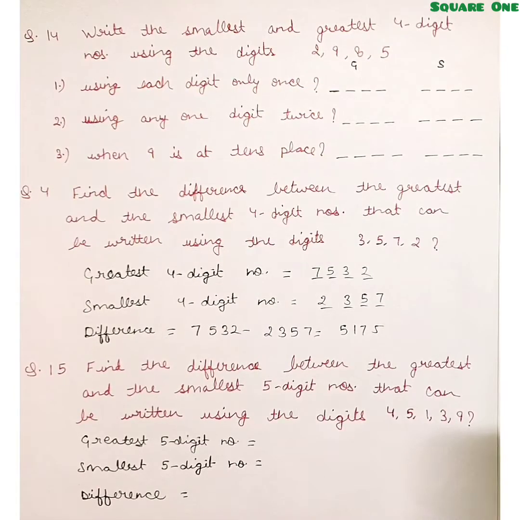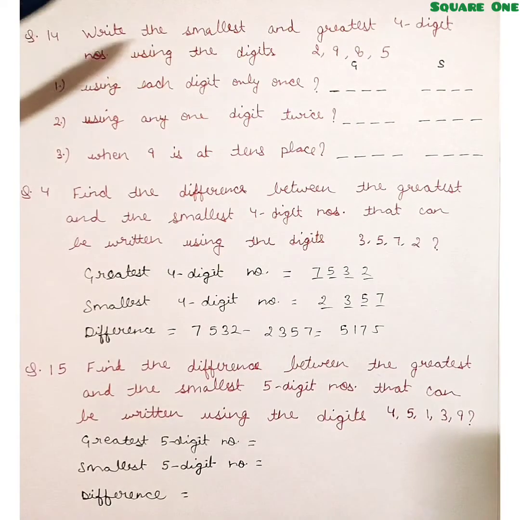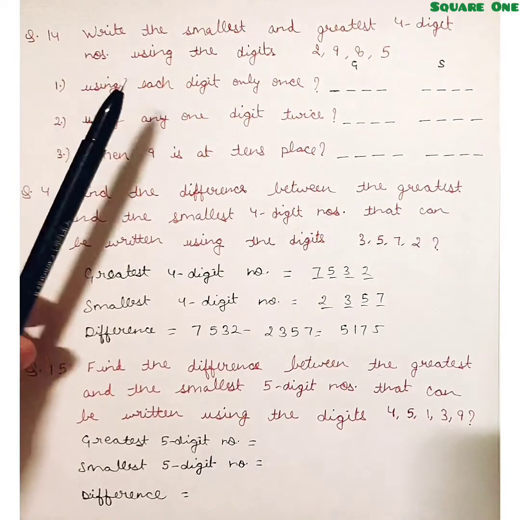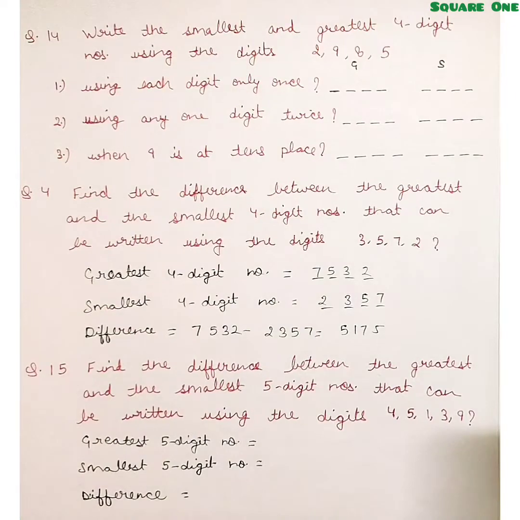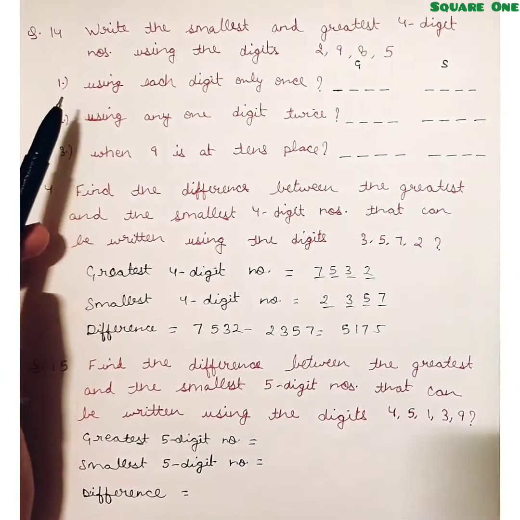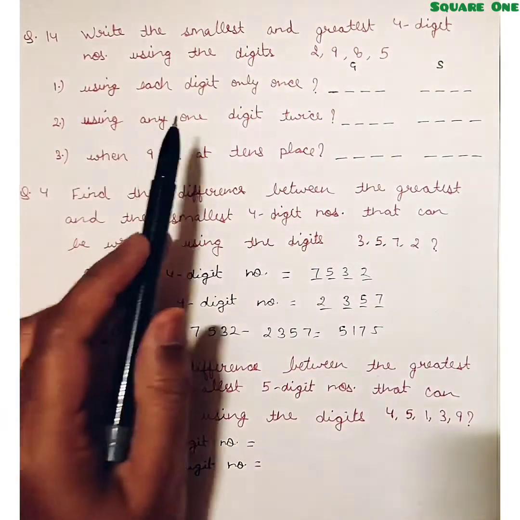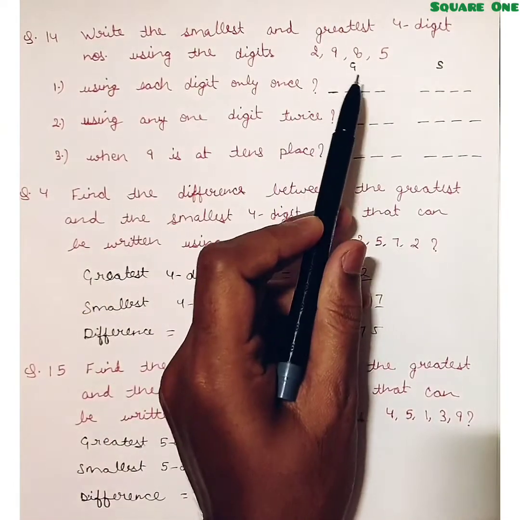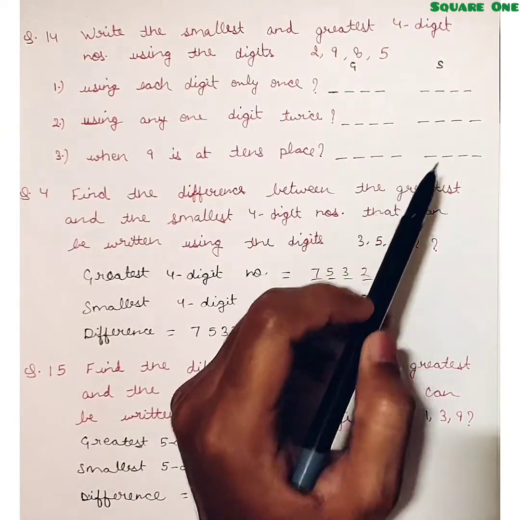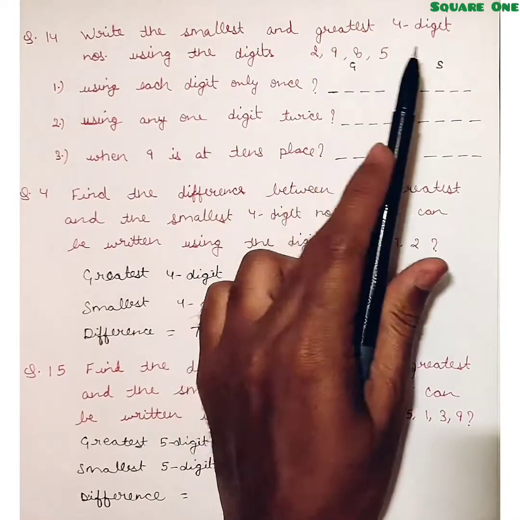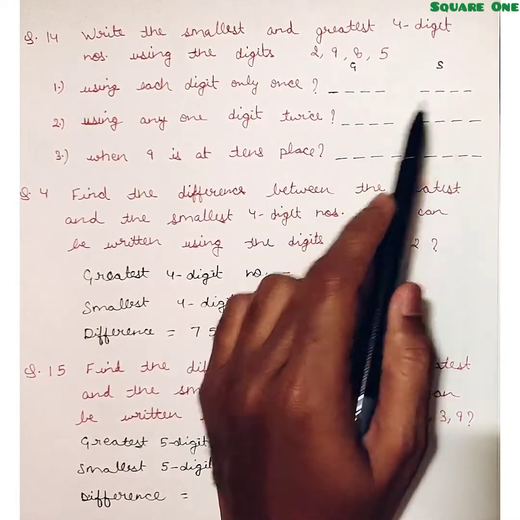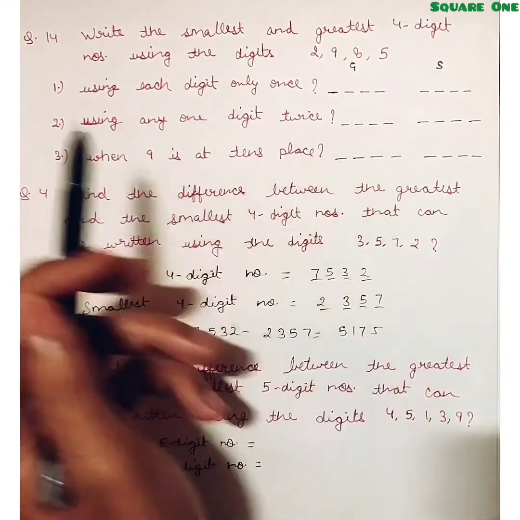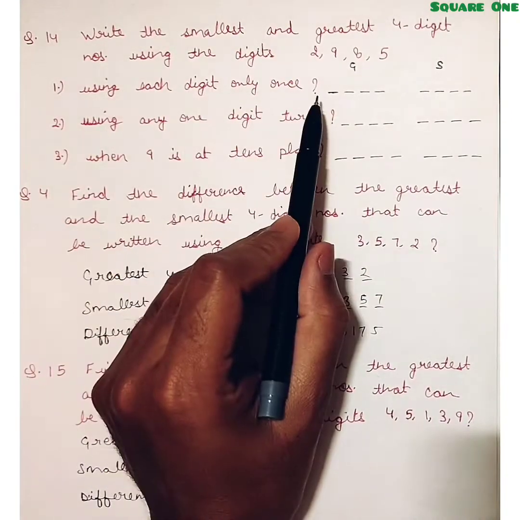The next question that I gave you was to write the smallest and the greatest 4-digit numbers using the digits 2985. Now the conditions were, in the first part it said using each digit only once. Now I have made columns for the greatest numbers and for the smallest numbers. Okay, since we have to write all the 4-digit numbers, I have made 4 spaces for each number. Using each digit only once.